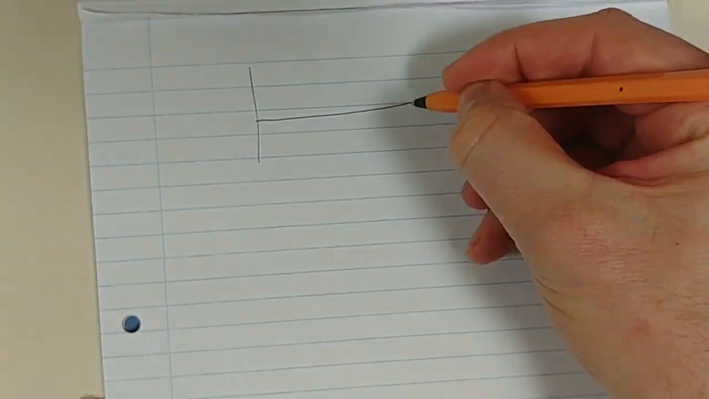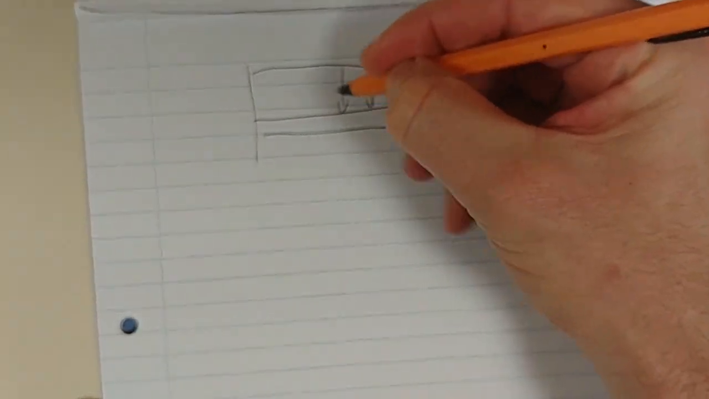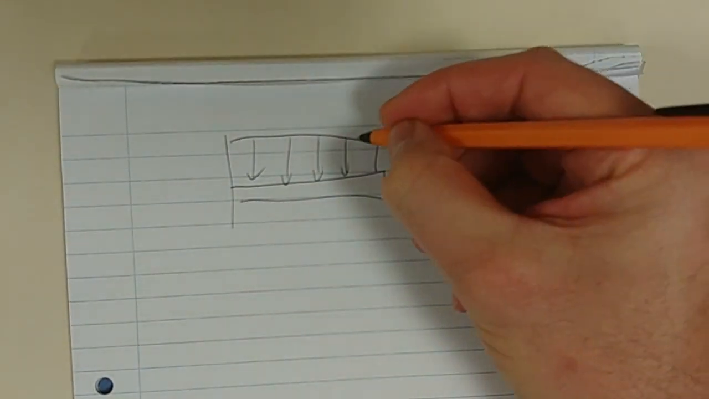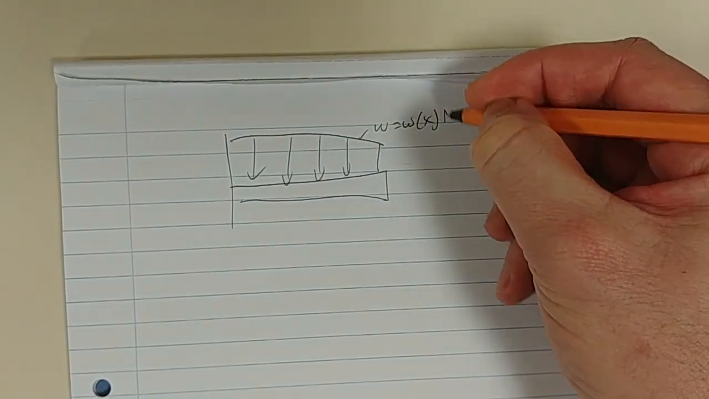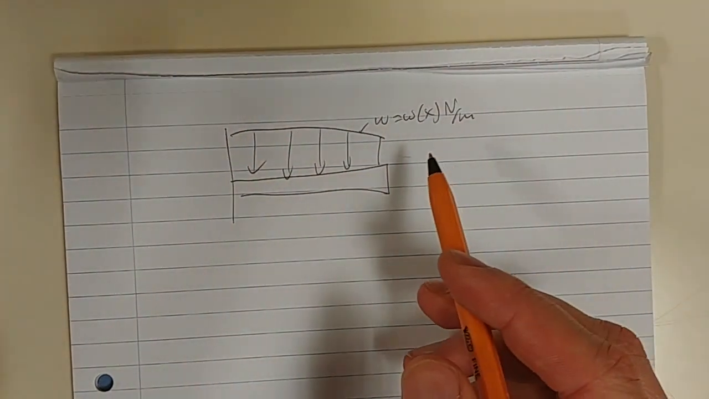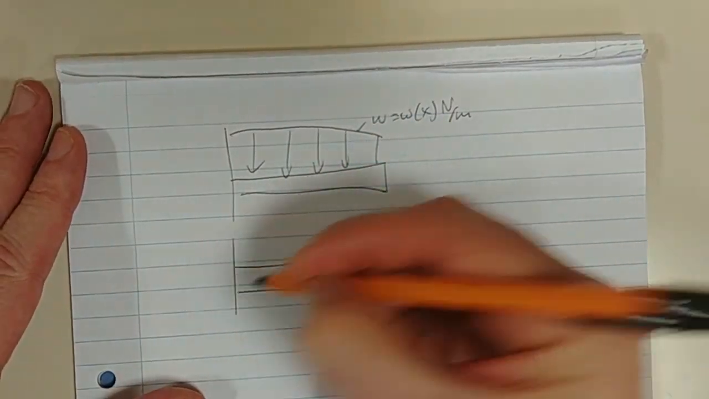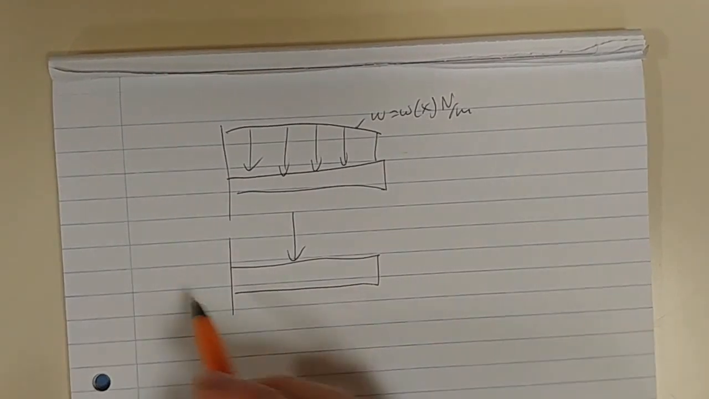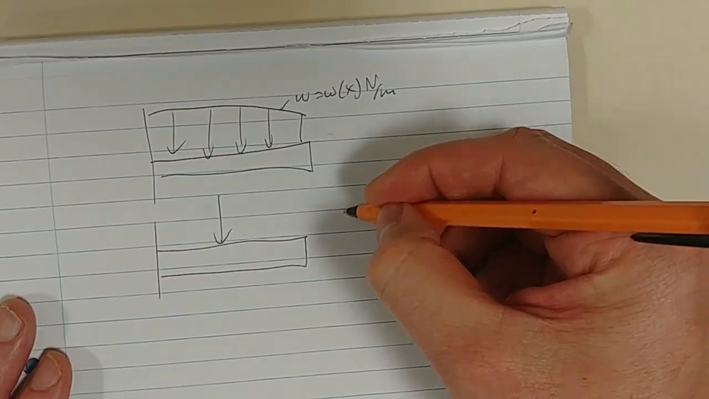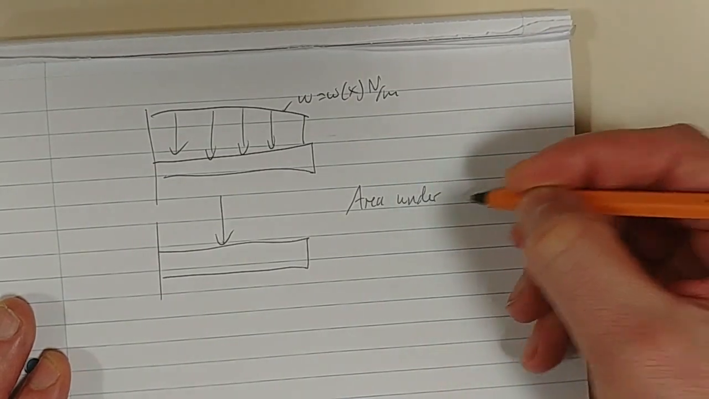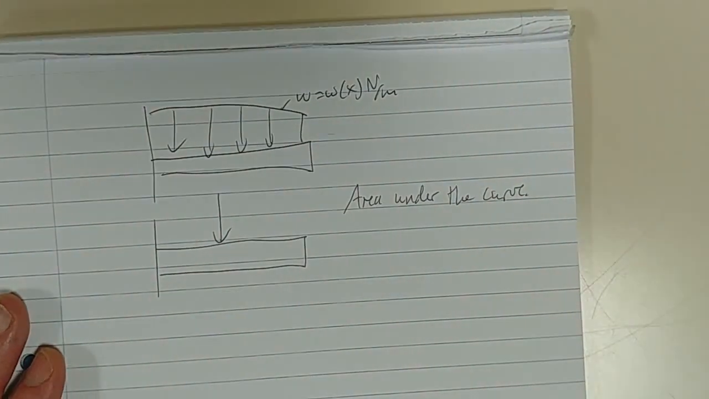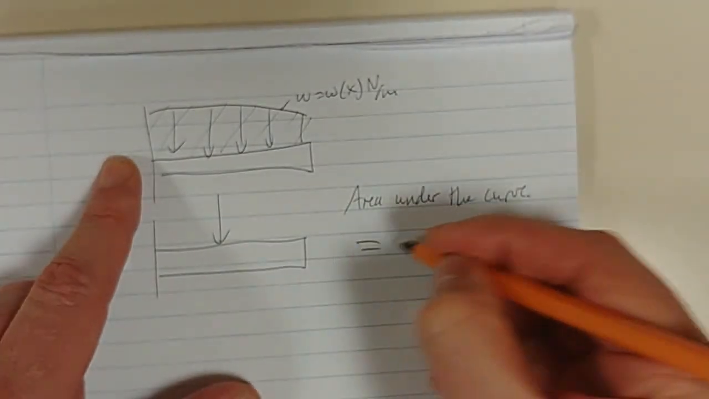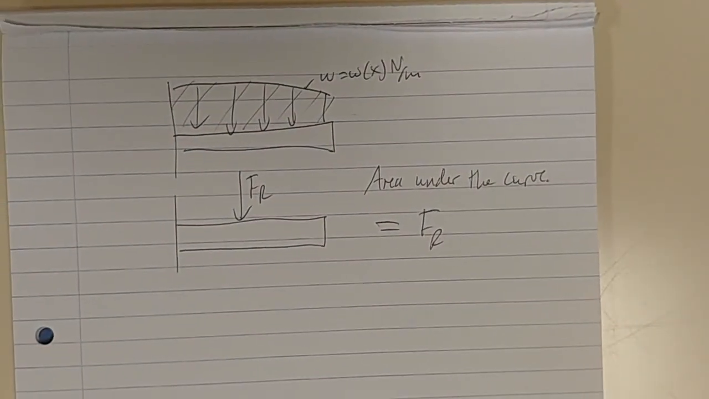Okay guys, in the previous video, we saw that if we have a distributed loading, given by w equals w(x) Newton per meter, the way that we can obtain the equivalent single force acting on that beam is simply by calculating the area under the loading curve. So we need to calculate the area under the curve. The area under the curve is the resultant force, okay? That's essentially what we need to take out of that exercise.